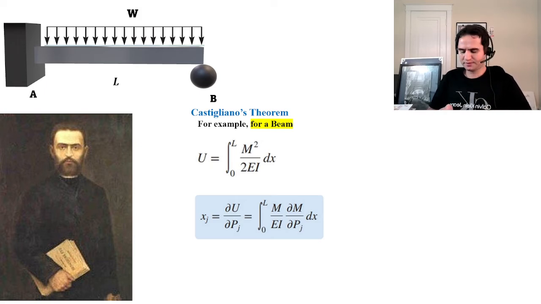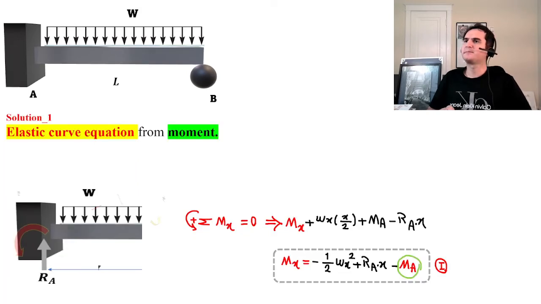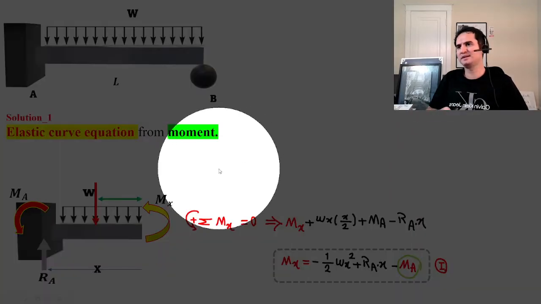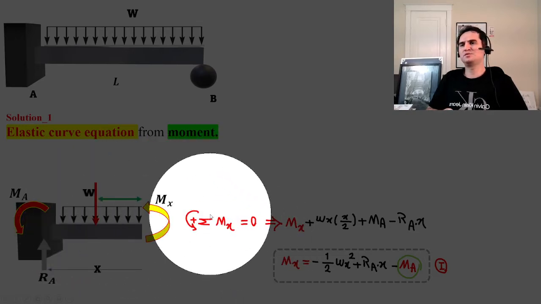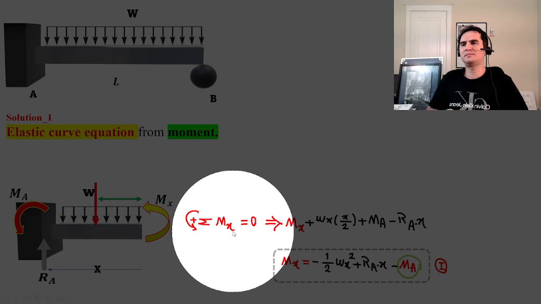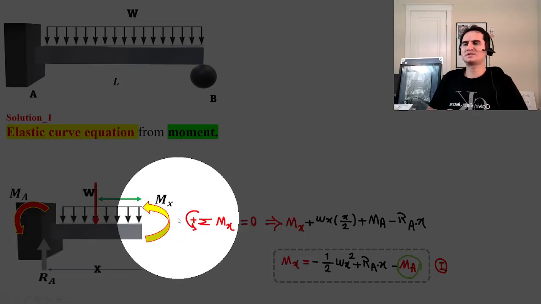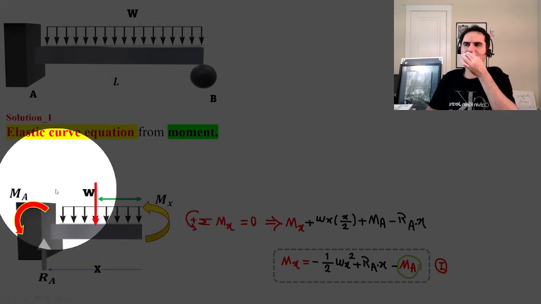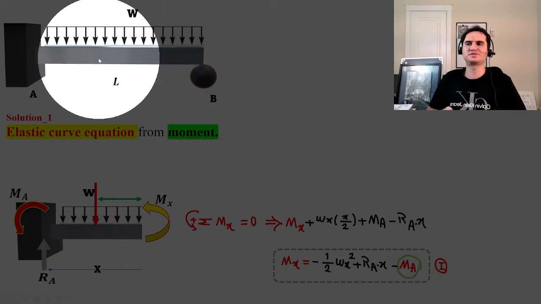Let's start our solution one. In this method, which is the conventional method, we derive the elastic curve or deflection equation from moment. If we cut the beam somewhere, for example before the center or after the center, at a distance x, we then develop the summation of moments about the point x equal to 0, considering the effect of the external moment and also the internal moment of MA, which is created due to the distributed load.